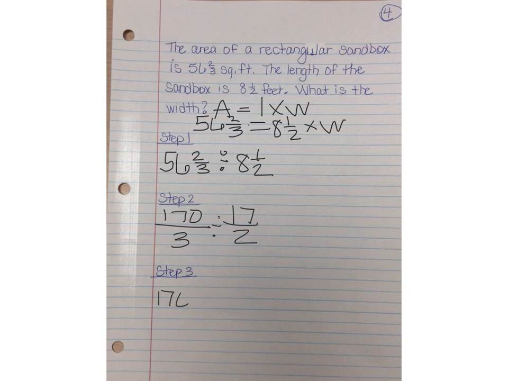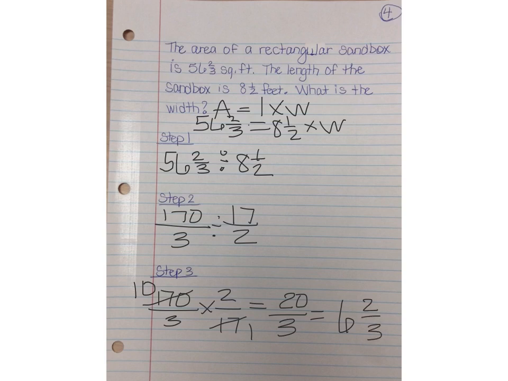Okay, step 3 is to do the multiplication problem involved. So we have 170 over 3 times 2 over 17, which is the reciprocal of 17 over 2. Okay, can we cross reduce? Well, no, we can't do the 2 and 3, but we sure can do the 17 and the 170. Thank heavens. So that would be 1, and this would be 10. So then we're going to multiply that out. We have 20 over 3, and we turn that into a mixed number. We get 6 2/3. Okay, that's box 4.